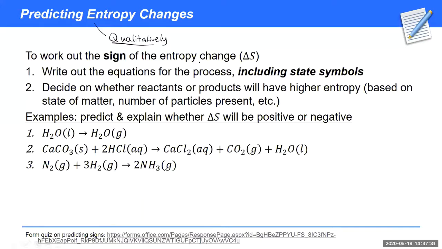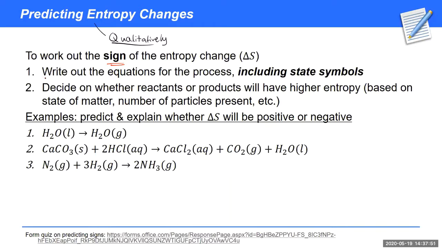And you're basically going to get two types of questions on entropy. The first will be a qualitative, and then there's a quantitative, actually a calculation of delta S. And actually the quantitative is actually easier. But here we're just looking at trying to work out the sign of the entropy change. So is delta S positive or negative?